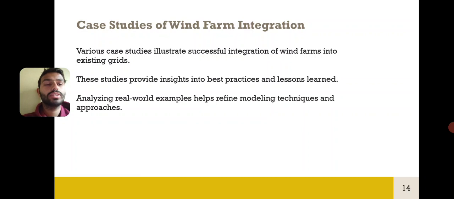Case studies for wind farm integration. Various case studies illustrate successful integration of wind farms into existing grids. These studies provide insights into best practices and lessons learned. Analyzing real-world examples helps define modeling techniques and approaches.